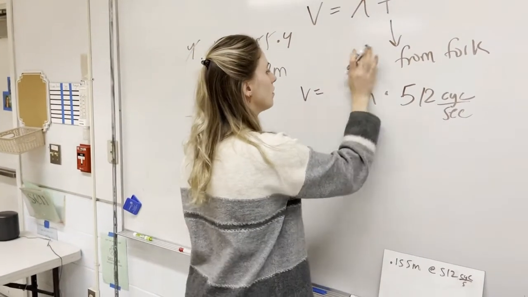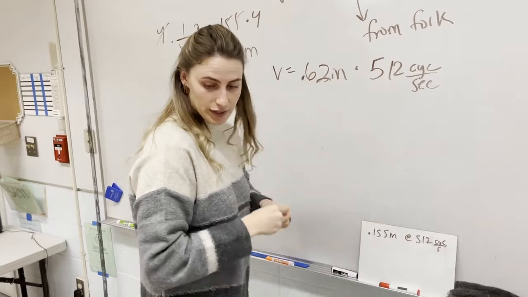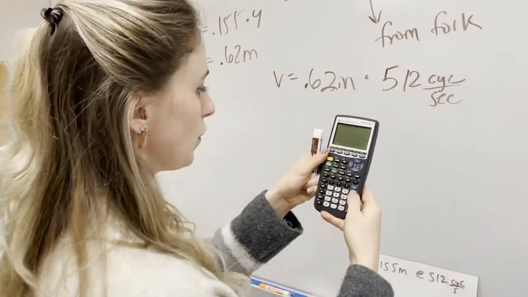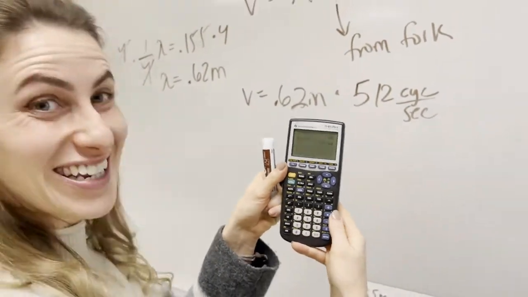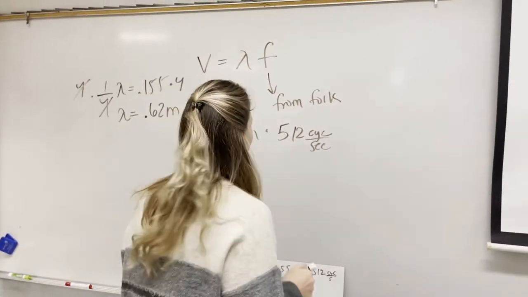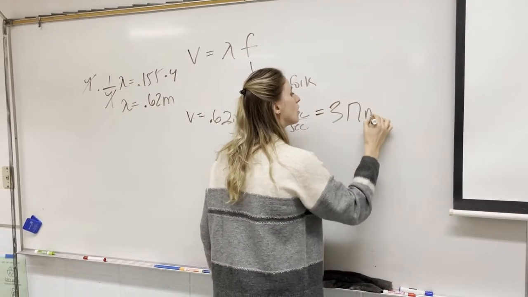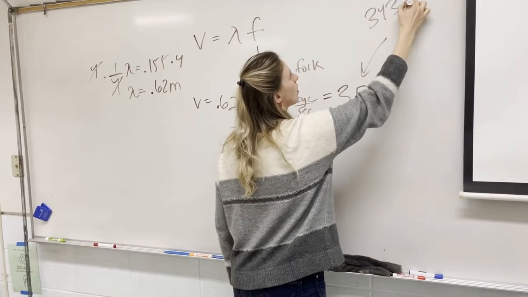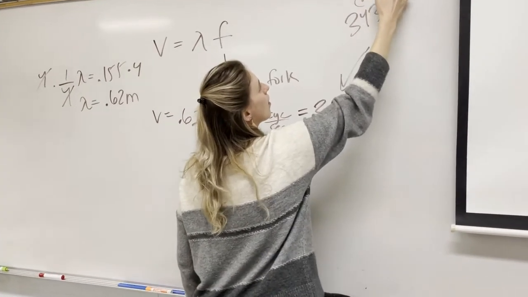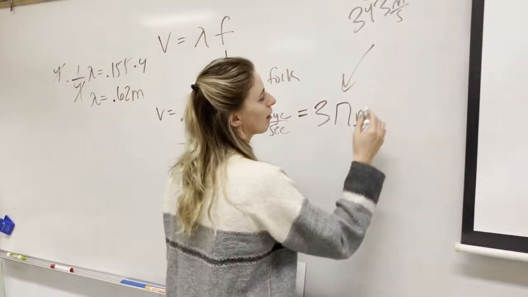So let's go ahead and put that in here. 0.62 meters multiplied times 512, and we get 317. All right, now that's much closer to the speed of sound that we've been using. What was it, 343? Yes, at 20 degrees Celsius. Now the temperature in the room is not 20 degrees, but there's error in here.